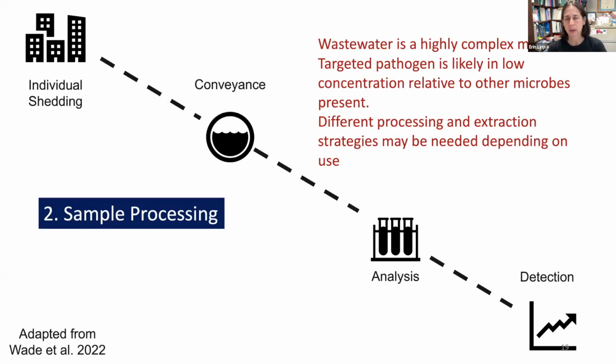So the next step: you have your sample, you figured out how you want to collect it, then you move into sample processing. Wastewater is a very, very high complexity matrix. Your targeted pathogen is likely in very low concentration compared to everything else that's there. So you really have to think about different processing and extraction strategies that you may need. It may vary depending on if you're just looking for detection or quantification using qPCR or ddPCR, versus sequencing what's in that sample.